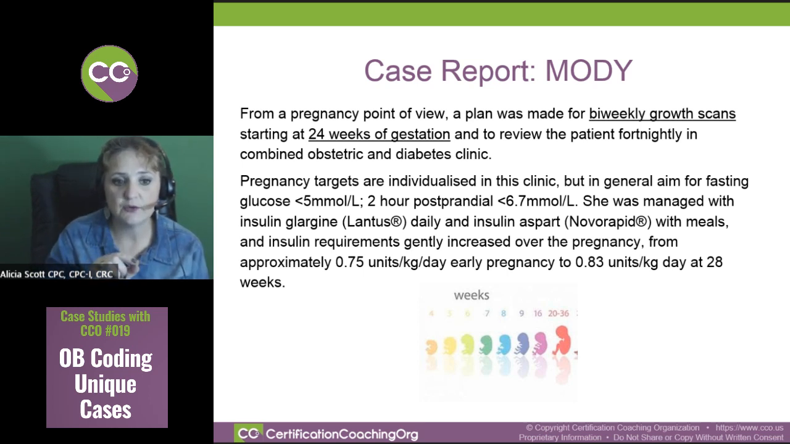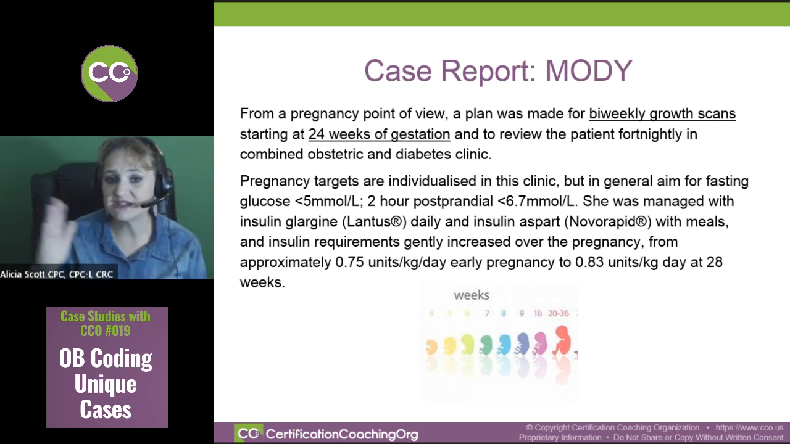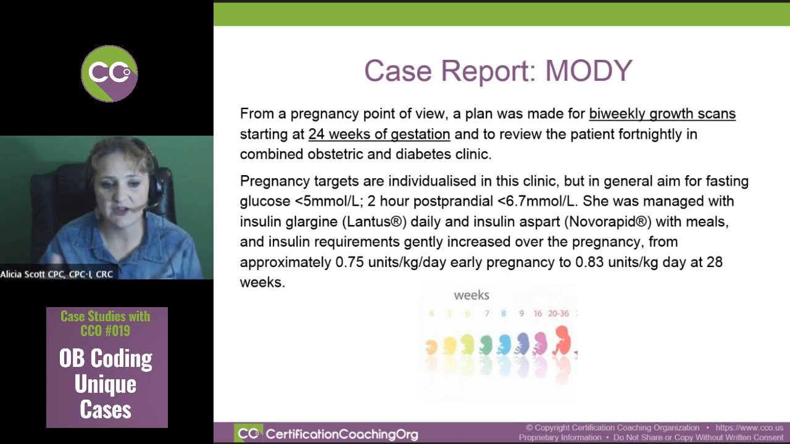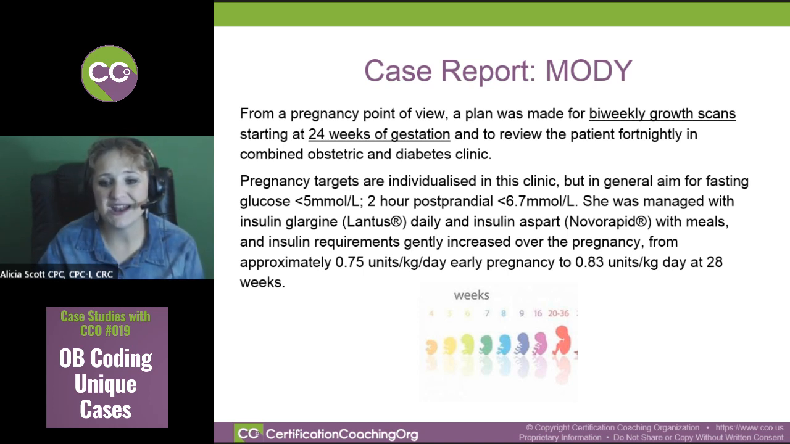So notice here where it says that insulin requirements gently increased over the pregnancy. That's kind of what they would expect to happen. But they said gently, not specific, we're not going from 3 units to 5 units to 10 units. That's what you usually think of. But this is 0.75 units, a tiny little amount of insulin, to 0.83 units at 28 weeks. I mean, this is really detailed amounts of insulin.